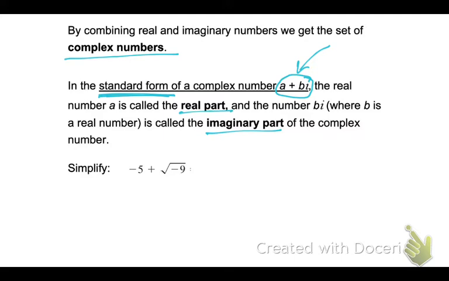Okay, so it says simplify. Well, negative 5 is simplified, yes? So what is the square root of negative 9? 3. Okay, so this is the square root of 9 times the square root of negative 1. What's the square root of 9? 3. What's the square root of negative 1? I.